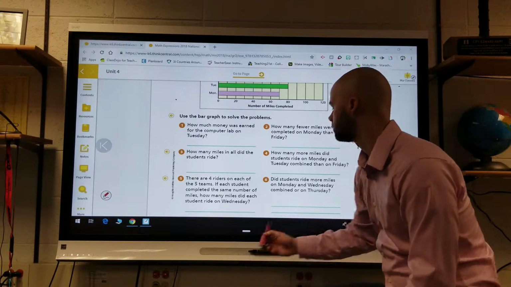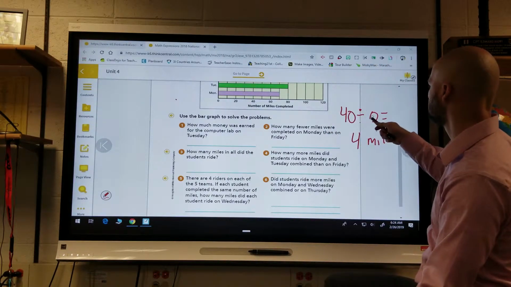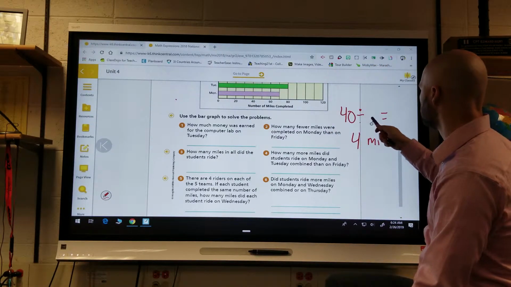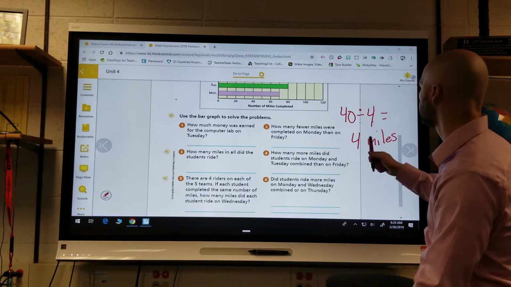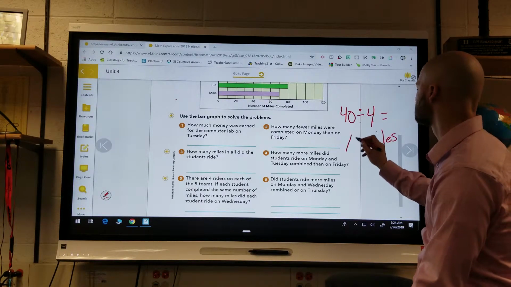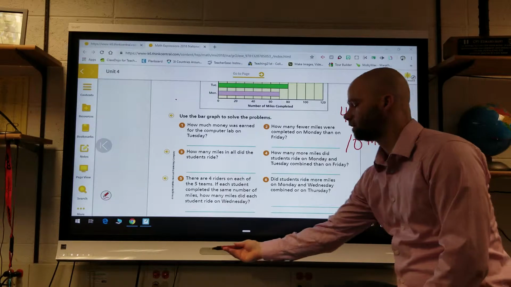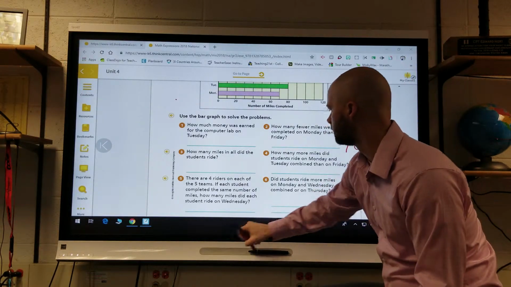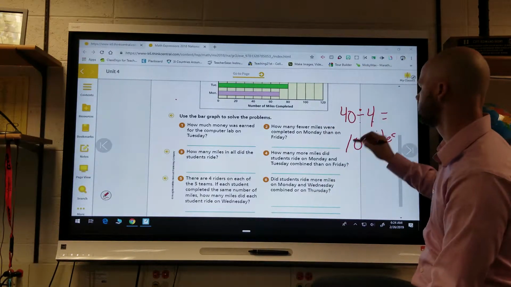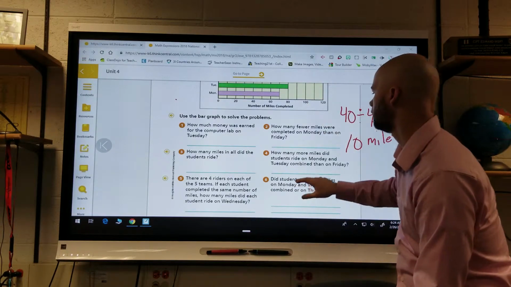Okay? Or sorry, messed up again. 40 divided by 4 riders equals 10 miles. Ugh. You can tell I've been off for a couple days. Okay, so 10 miles should be your answer to number 5.